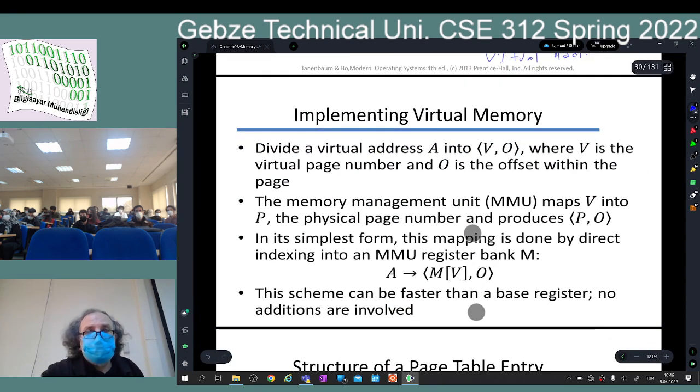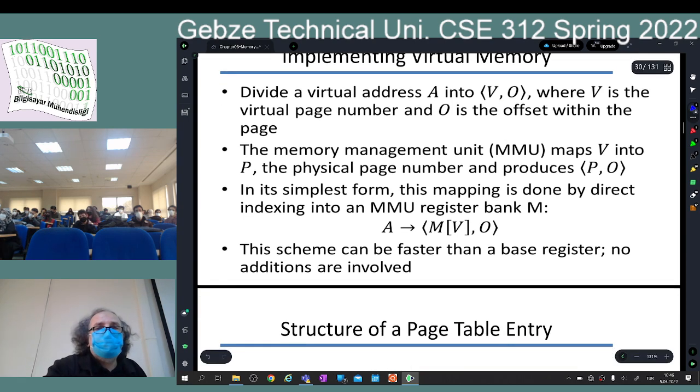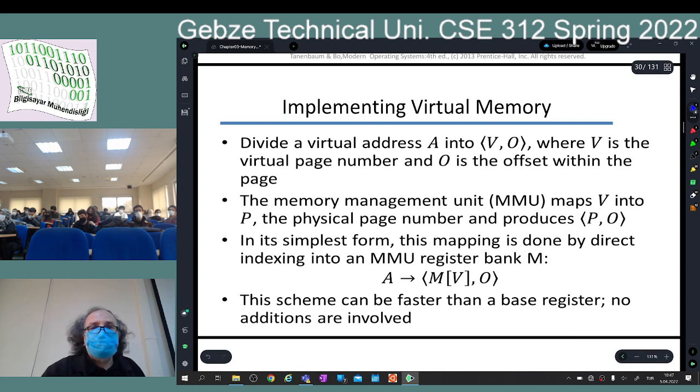So basically this is what you do. You get your virtual address A. It is 16-bit, 48-bit, 36-bit, doesn't matter, whatever it is. You divide it into two parts, V and O. The number of bits in O is your address inside your page. Let's say your page is 2 to the 12 bytes.